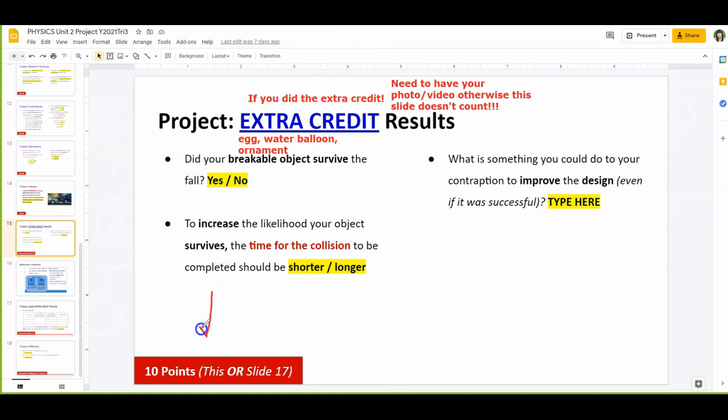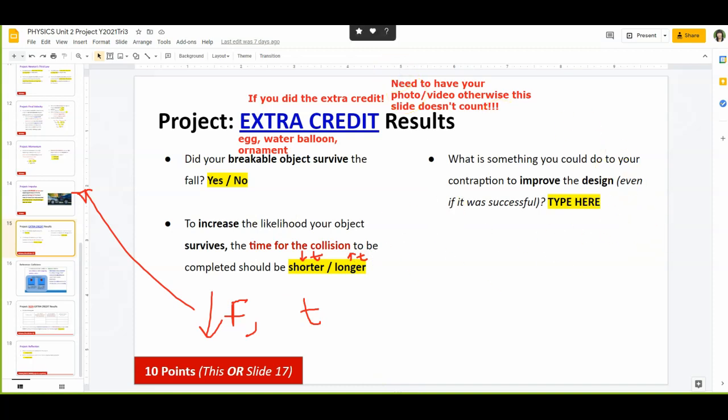Again, if we want to decrease force, just like we talked about on slide number 14, what do we need to do to time? Should we have less time or should we have more time? Again, think about those crashing vehicles. Are we trying to decrease the time or increase the time of collision in order to survive?